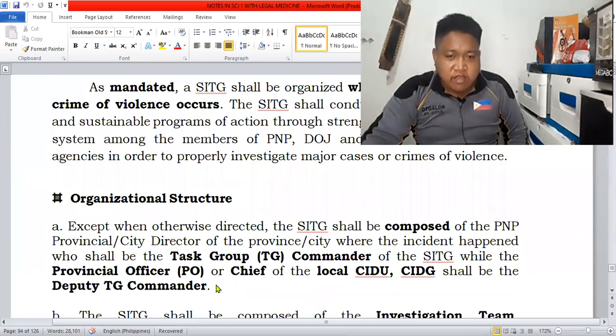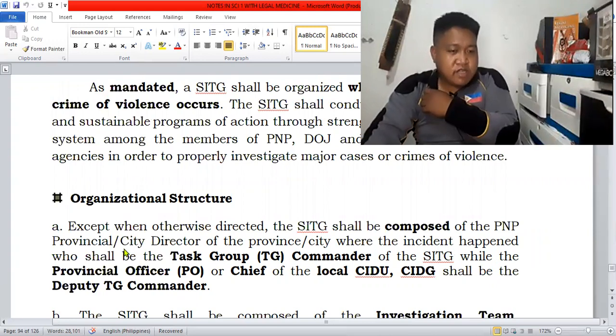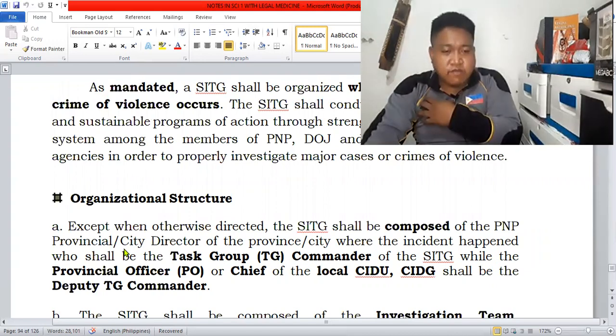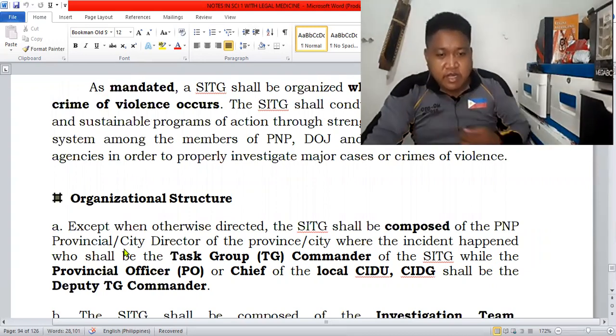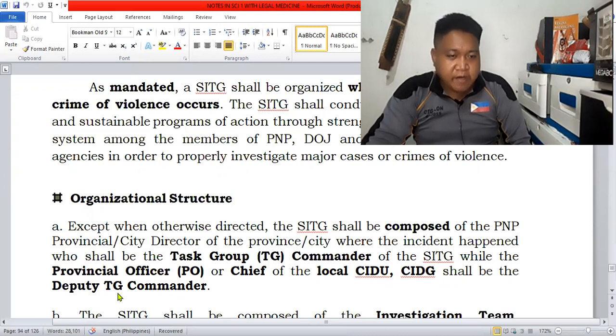The organizational setup of the SITG shall be composed of the PNP provincial director or the city director of the province or city where the incident happened. Example, if it happened in Alfonso Lista, then the provincial director of Ifugao will be the task group commander. While the provincial officer or chief of the local Criminal Investigation and Detection Unit, or the CI of the CIDG, shall be the deputy task group commander.